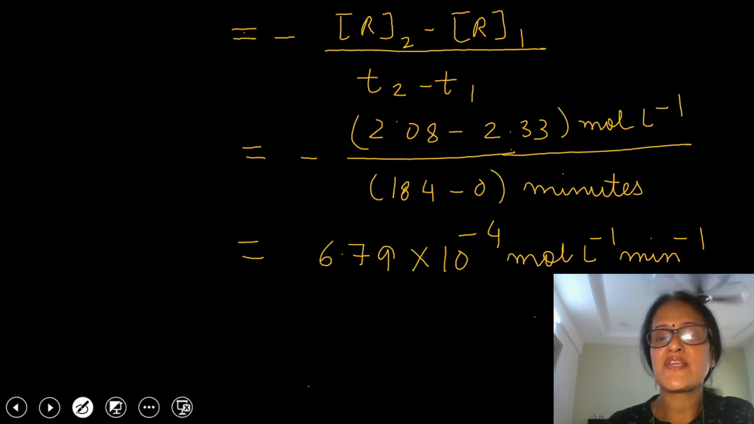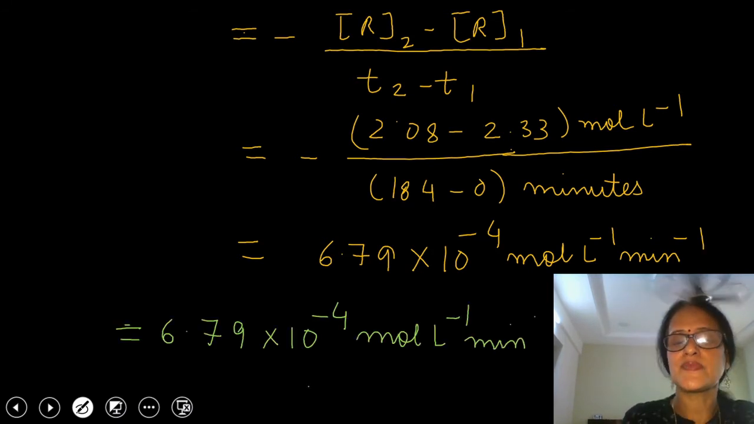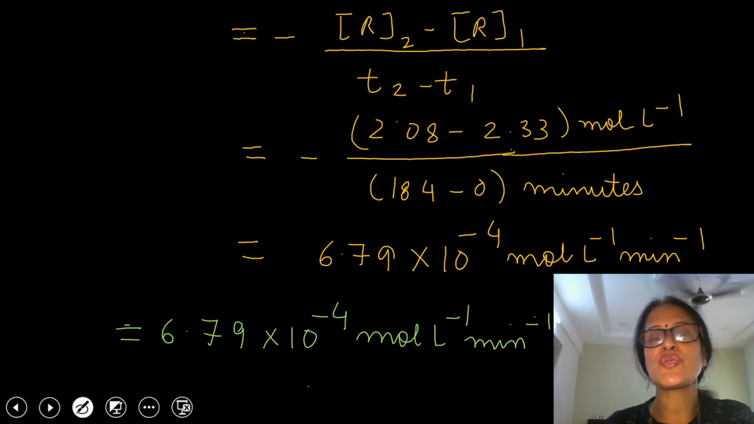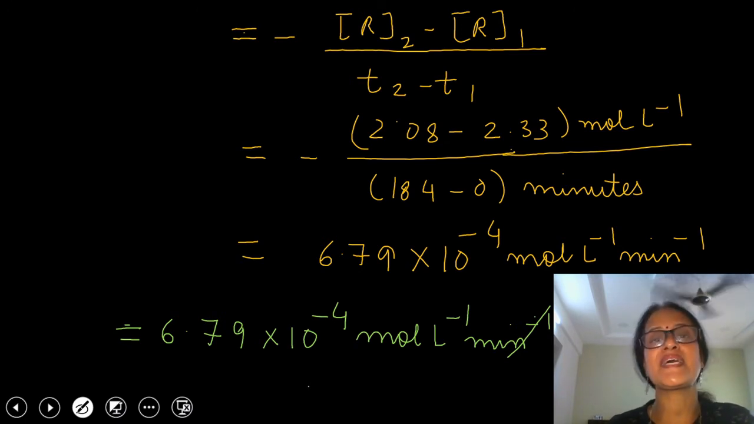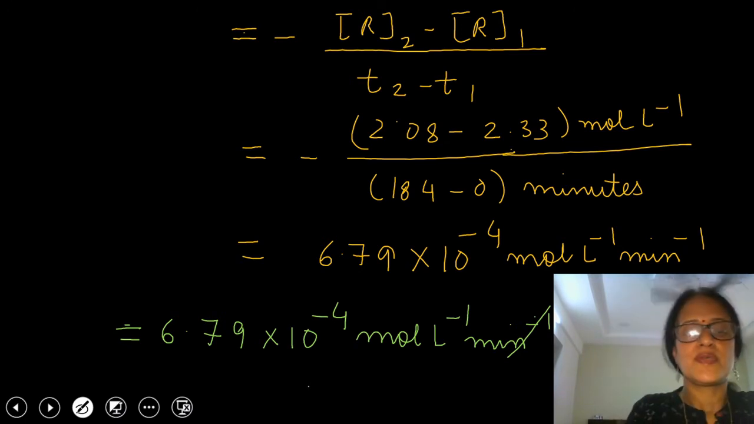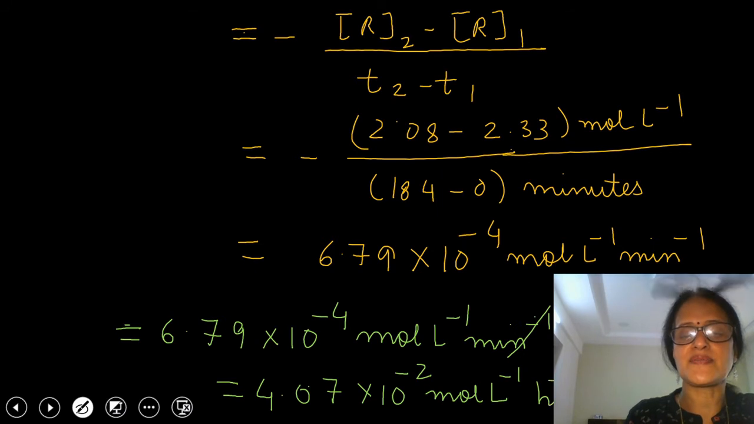Now we will express the rate in the unit of hours. We know that 1 hour is equal to 60 minutes. So we will multiply this term with 60 minutes by 1 hour. So per minute and minute will be cancelled out. We will get the answer in terms of the desired unit, that will be mole per liter per hour. Answer will be 4.07 into 10 to the power minus 2 mole per liter per hour.